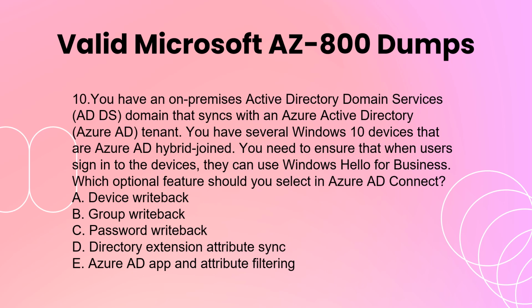10. You have an on-premises Active Directory Domain Services (AD DS) domain that syncs with an Azure Active Directory (Azure AD) tenant. You have several Windows 10 devices that are Azure AD hybrid joined. You need to ensure that when users sign into the devices, they can use Windows Hello for Business. Which optional feature should you select in Azure AD Connect? A. Device write-back. B. Group write-back. C. Password write-back. D. Directory extension attribute sync. E. Azure AD app and attribute filtering.